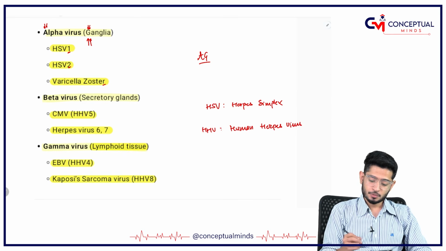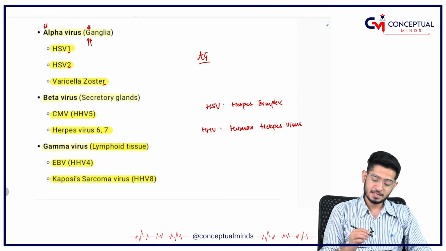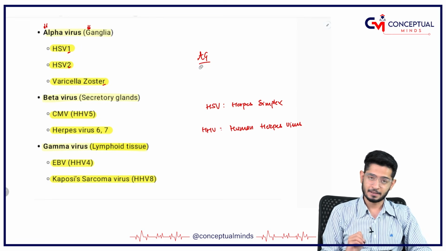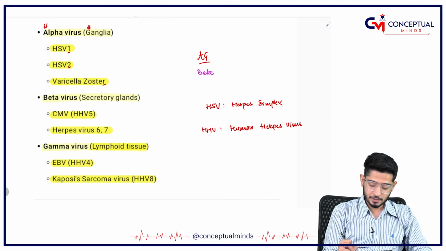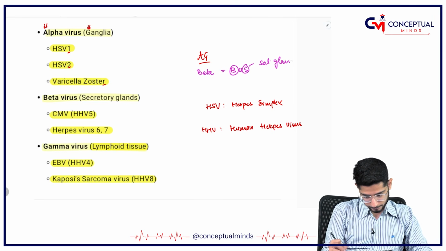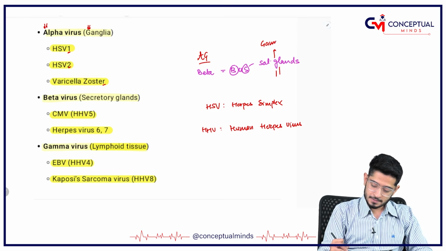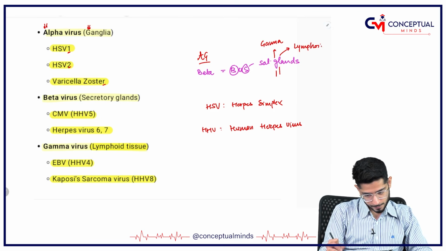Got it? My dear friends, it's very important for you to understand all these things: alpha viruses are in ganglia. Beta viruses, B for beta, B for traveling by bus. So B for beta, S for salivary glands. And in the word glands, if you can see G and L, please remember the gamma ones are going to be in L, that is lymphoid tissue. So this is the way to remember them.